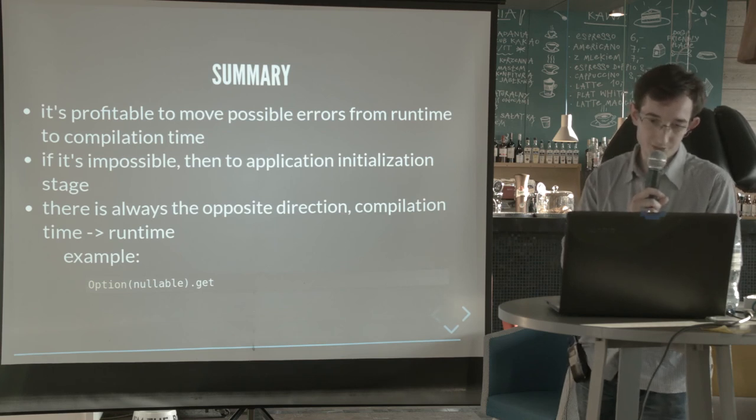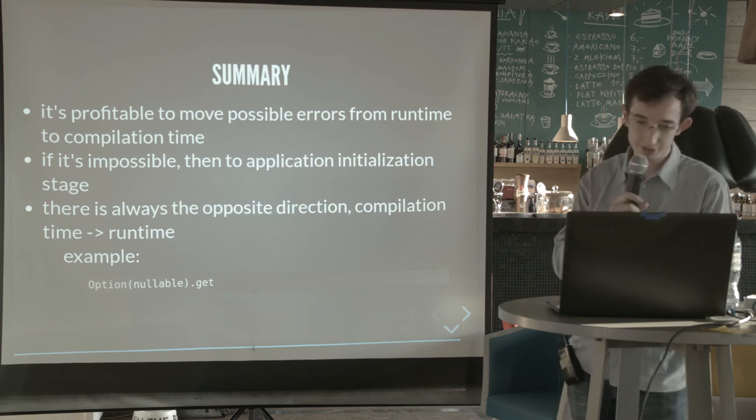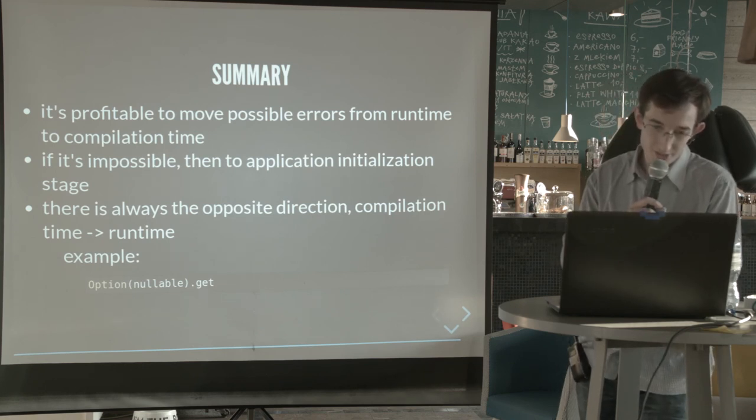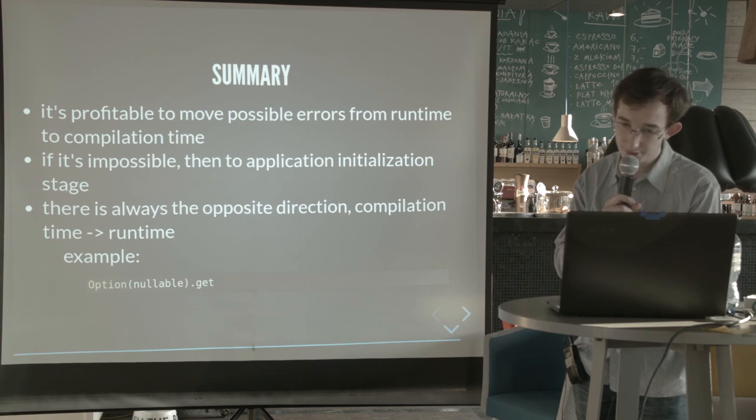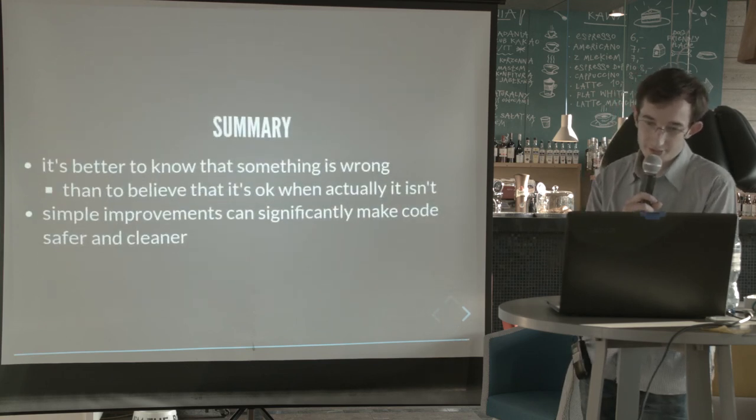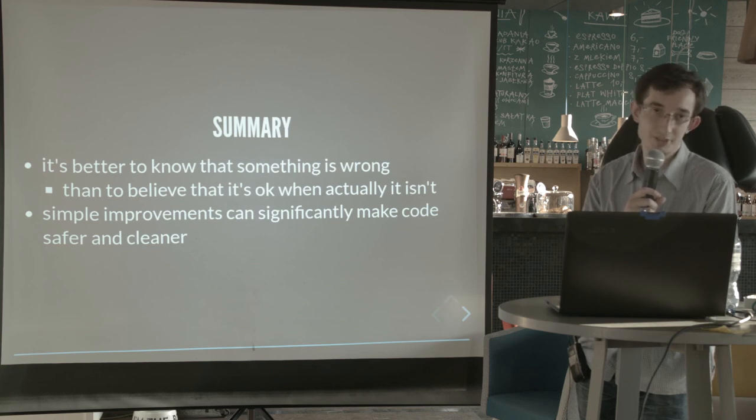Remember that there is also always the opposite way, which we should not choose. The way when compile time errors are moved to runtime. For instance, calling get directly on Option, as you can see on the slide. There is a possibility of a null pointer exception here that could be easily avoided. Generally, I think it's better to know that something is wrong than to believe that it's okay when it actually isn't.